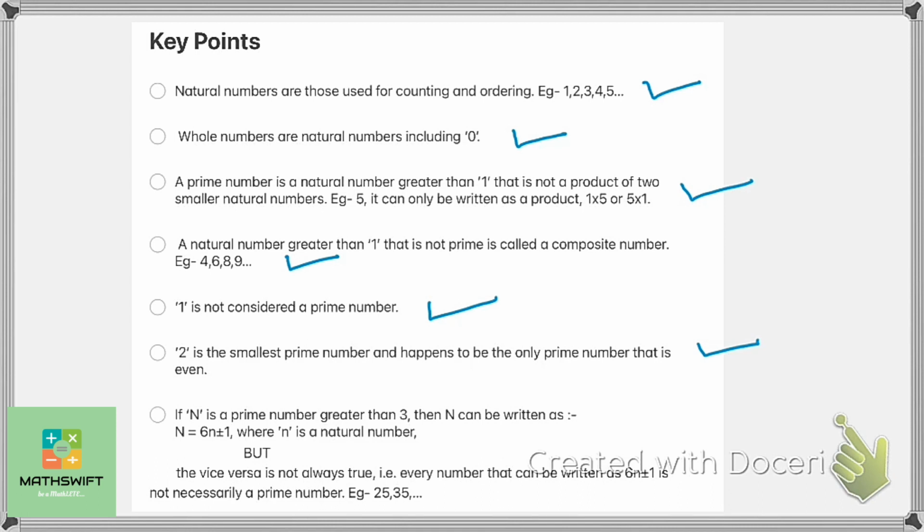Now we have this very important result that says if n is a prime number greater than 3, then it can be expressed as 6n plus minus 1, where n is a natural number. Now where did this expression come from? Let's derive it. So we have assumed n to be a prime number greater than 3.